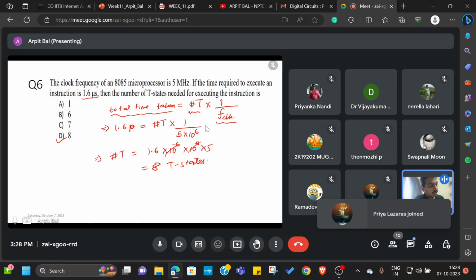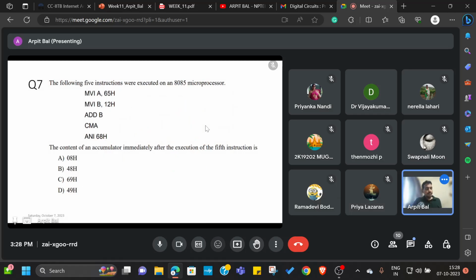Okay, so moving on to the next question. We are given a set of 5 instructions, and we need to figure out at the end of execution of all these 5 instructions what is the content of accumulator. MVI A comma 65H, what it does is move 65H into A, the accumulator.